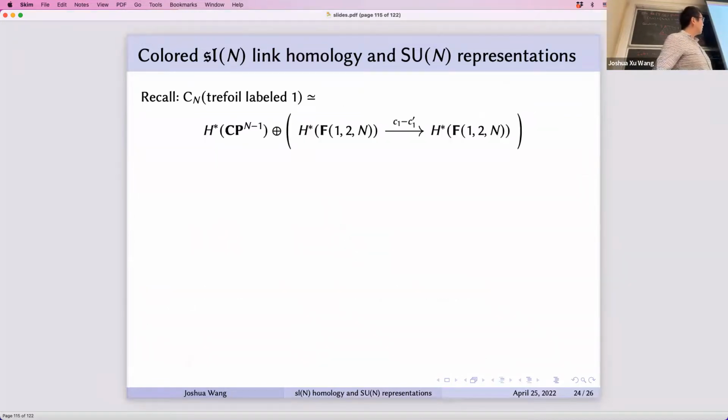Okay, and then for the trefoil labeled 1, what we saw from before was that its complex simplified into the sum of two complexes, one with no differential, and the other one was these two terms, both the cohomology of this flag manifold, and the map was the difference of Chern classes.